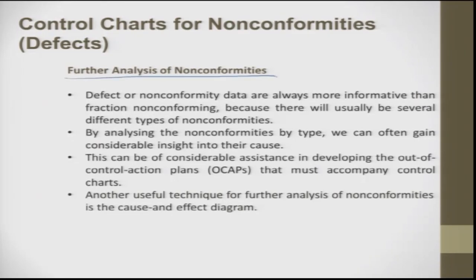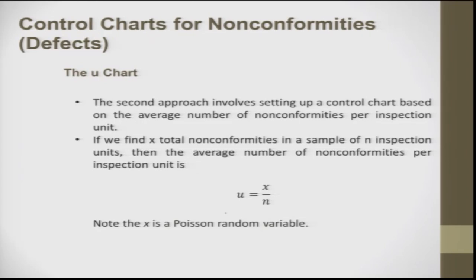So, further analysis of non-conformities or defect data is always more informative than fraction non-conforming, because there will usually be several different types of non-conformity. By analyzing the non-conformities by type, we can often gain considerable insight about the defect. Then we go to the OCAP chart, the out of control action plan chart. We revise the process, refer to the cause and effect diagram, and come out with a solution. It is used with a chart called the U chart.